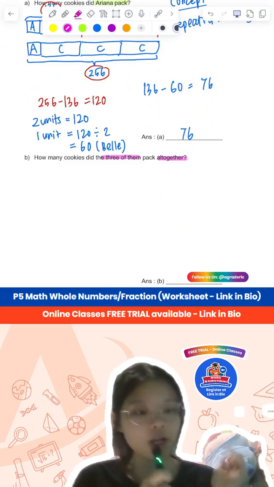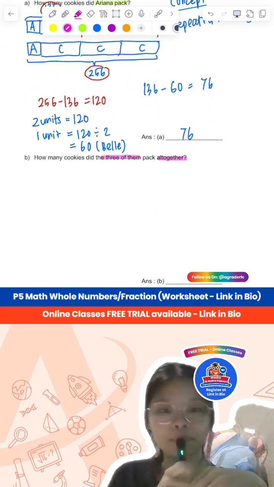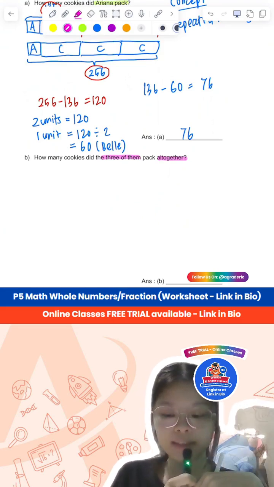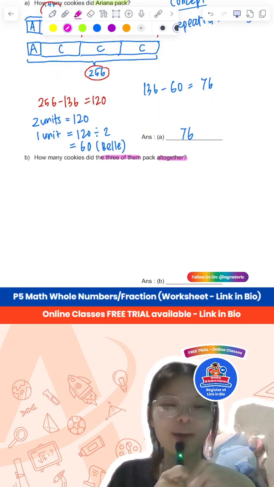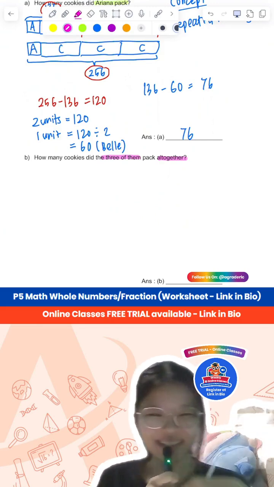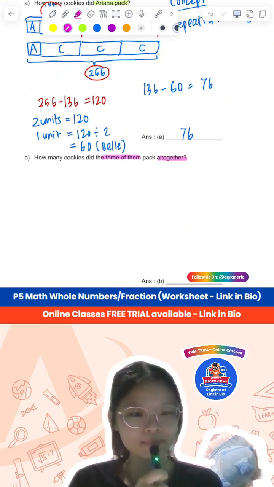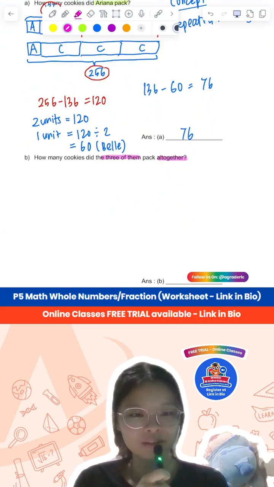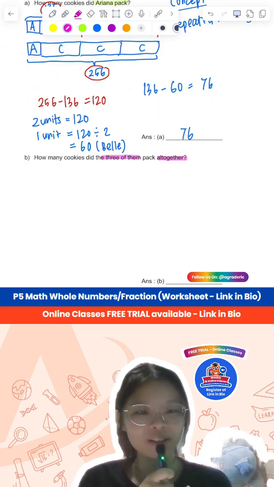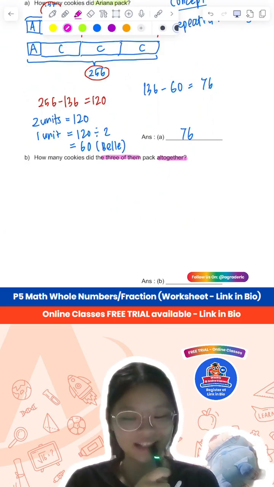So this question, how do I do it in only one step? How many cookies did the 3 of them pack all together? Loud and clear. Thank you. Anybody want to tell me? You guys are talking about whether you can hear or not. Oh, somebody has told me the working.